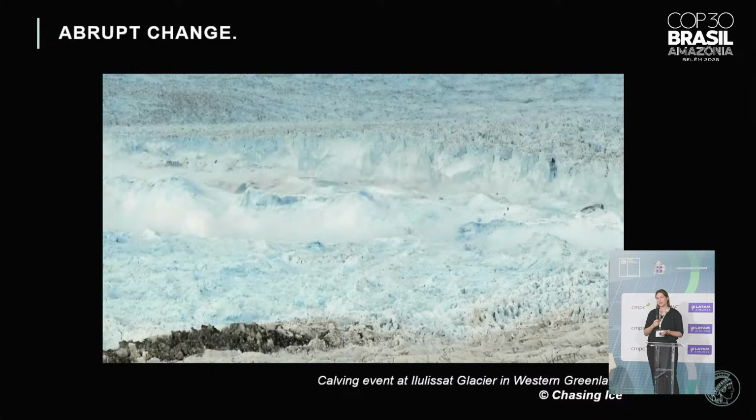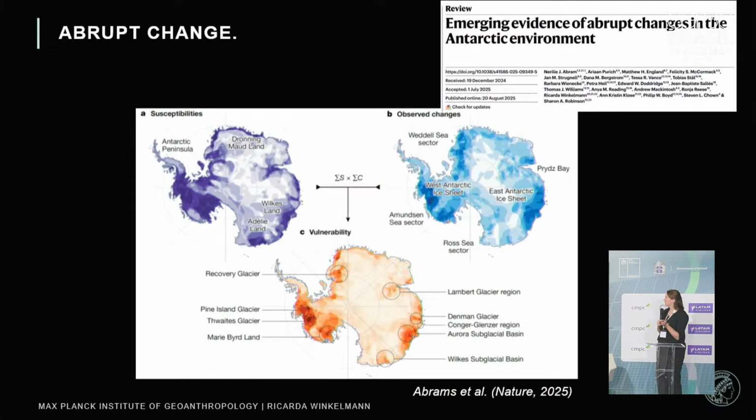So we know that abrupt change exists from observations, but we also know this from modeling as well as paleo evidence too. And we've recently put together a review specifically for the Antarctic ice sheet on the emerging evidence of abrupt changes in the Antarctic environment, not just for the ice sheet, but also for the surrounding ocean as well as ecosystems. We're bringing together here the observed changes with the susceptibilities of different parts of the ice sheet and other parts of the Antarctic environment to basically collate a map of the hotspots when it comes to abrupt change.